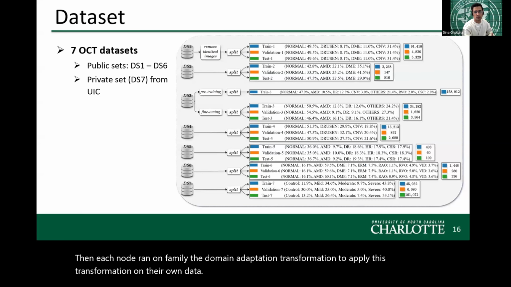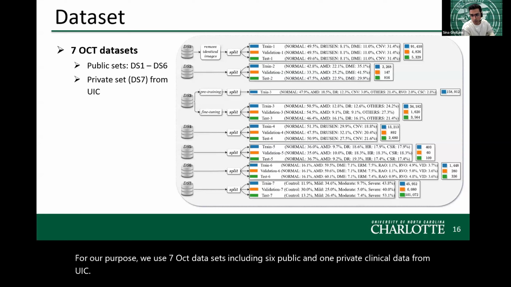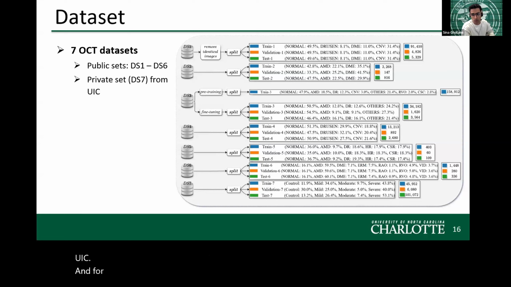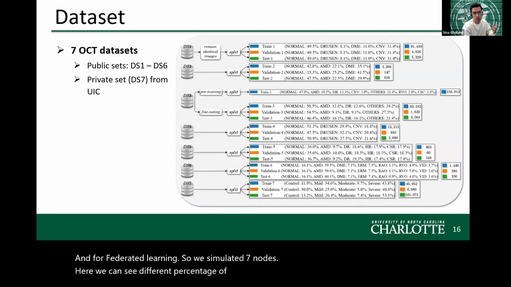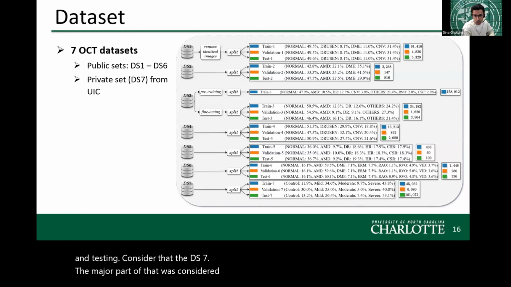For our purpose, we use 7 OCT datasets, including 6 public and 1 private clinical dataset from UIC. And for federated learning, we simulated 7 nodes. Here we can see the different percentages of data allocated to each phase for training, validation, and testing. Note that for DS7, the major part was considered only for evaluation.